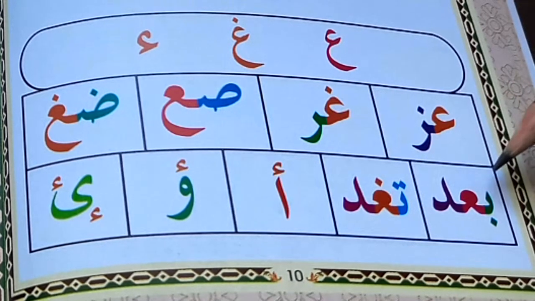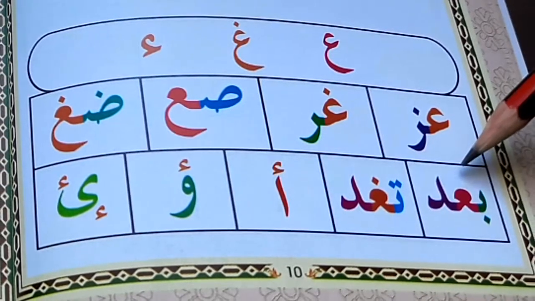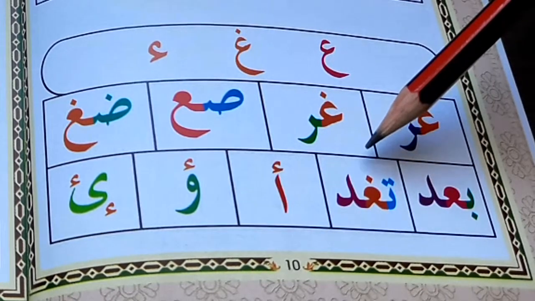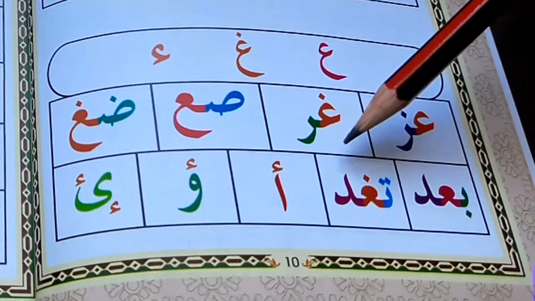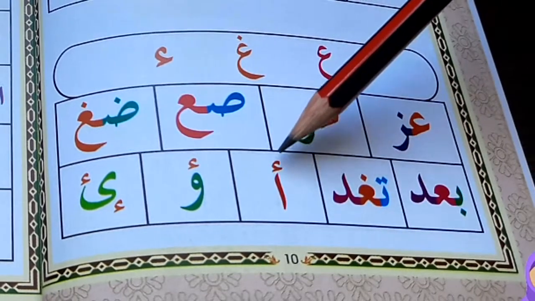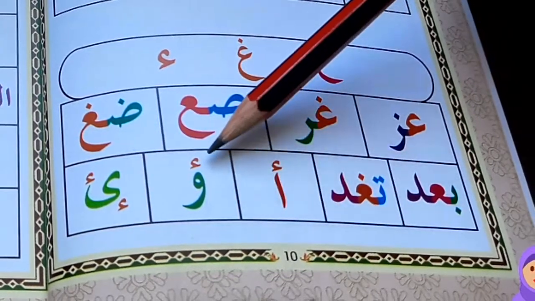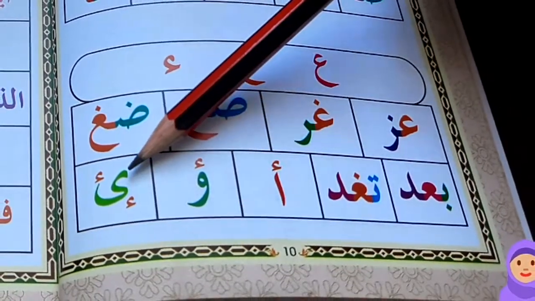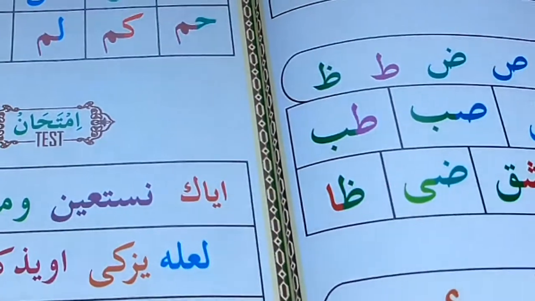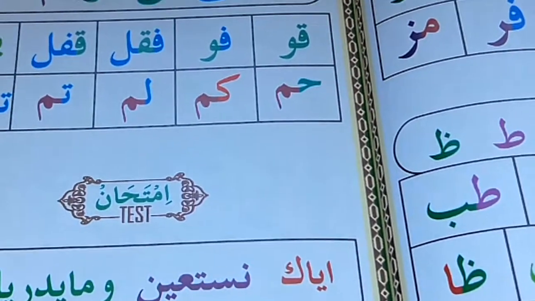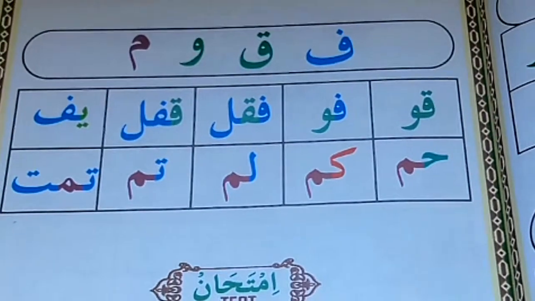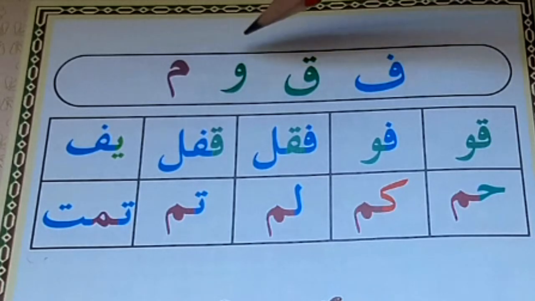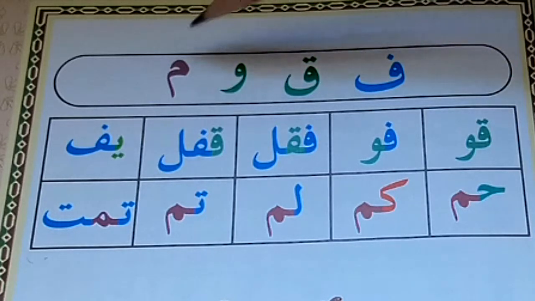Let's continue. Ba, Ain, Dal, Ta, Ghain, Dal, Alif, Hamza, Hamza, Waw, Hamza, Ya, Hamza. Okay, let us move to the last section of this lesson, which is Fa, Qaf, Waw, and Mim.